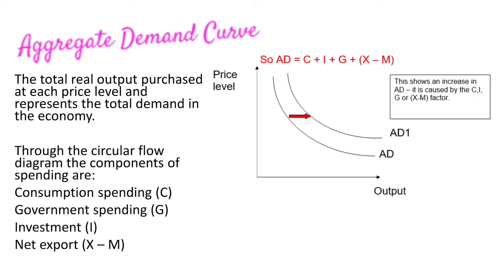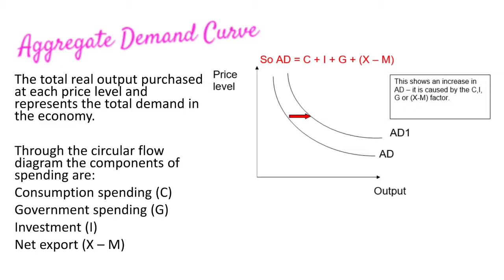If we're looking just at the aggregate demand curve right now, in the exam the end goal is to determine what curve moves and why. So you'll need to create a shift. Here's an example of just the AD curve shifting to the right. The total real output purchased at each price level represents the total demand in the economy. If we look at that graph for a second, if the price level stays the same, we can see that our output is going to increase. We've moved further along that x-axis.